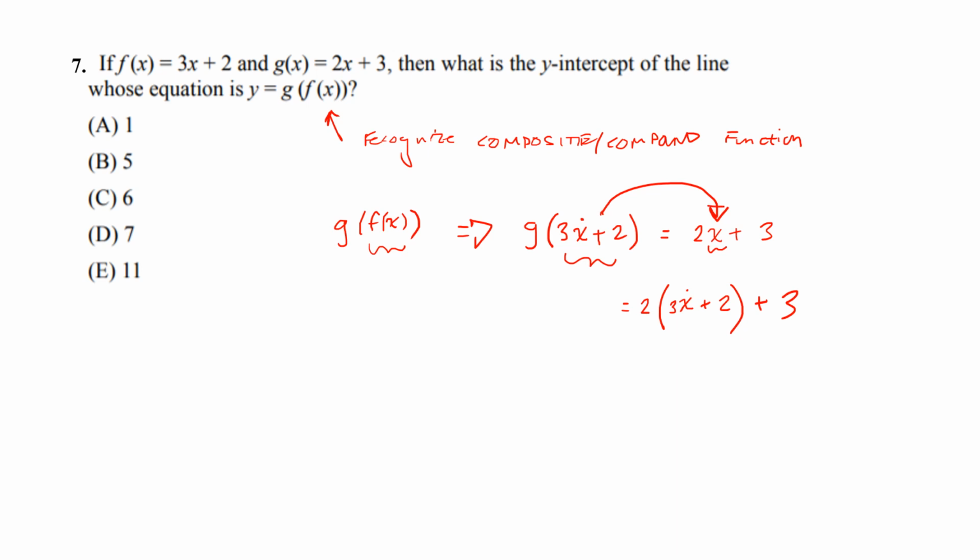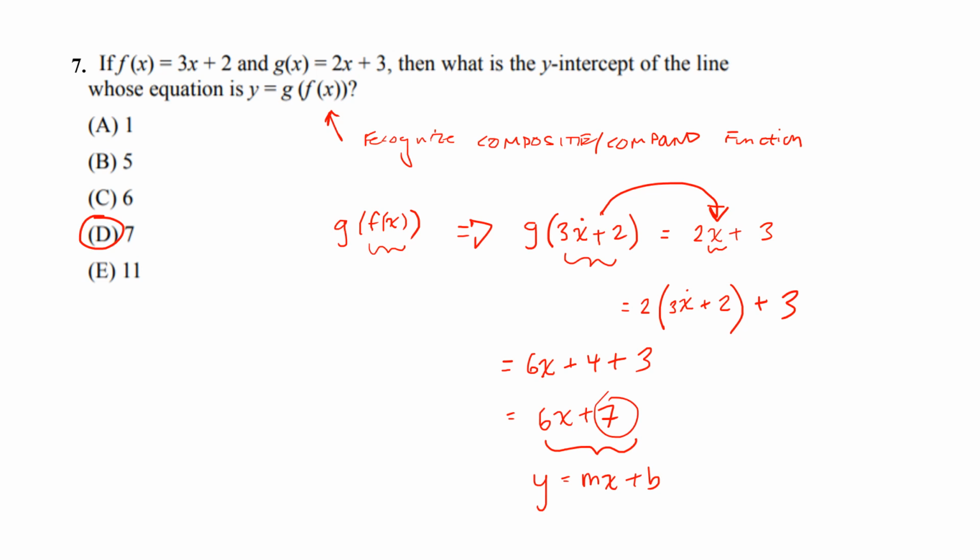Now, the dot there was just to show you that was the x from the f equation. I'll just remove it now. That was just to show that point. So we now have, when we distribute out, 6x, no more dot for us here, plus 4 plus 3. And if you solve that, you have 6x plus 7. And if you know your lines very well, y equals mx plus b, we have that same form. That b, that 7, is the y-intercept. Our answer choice is D.